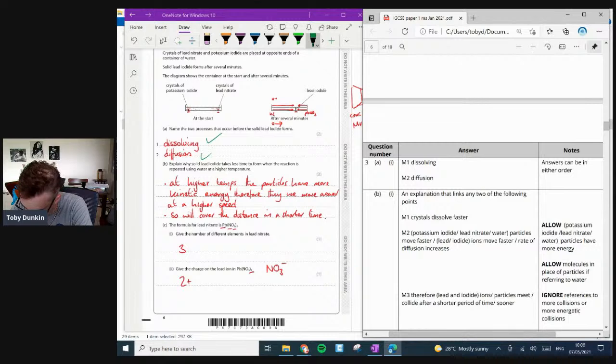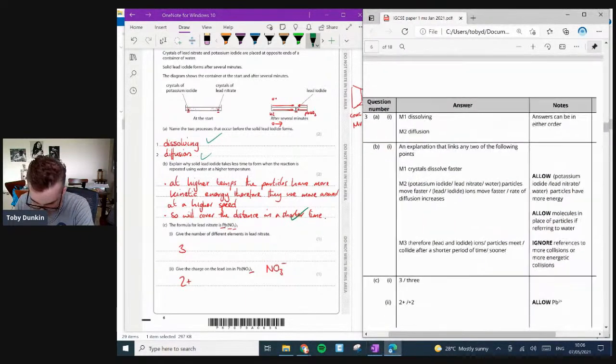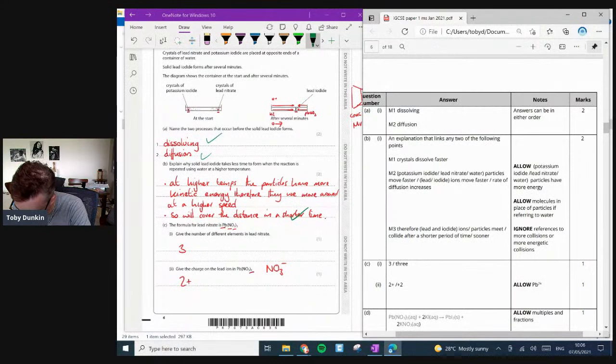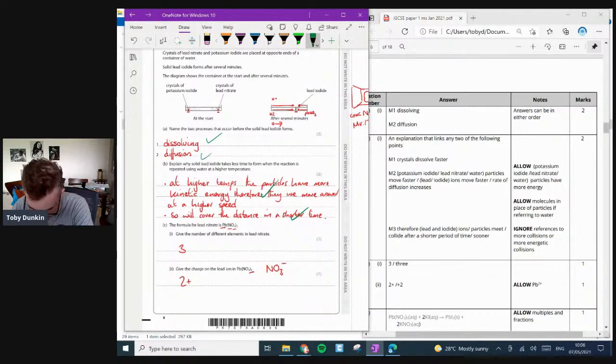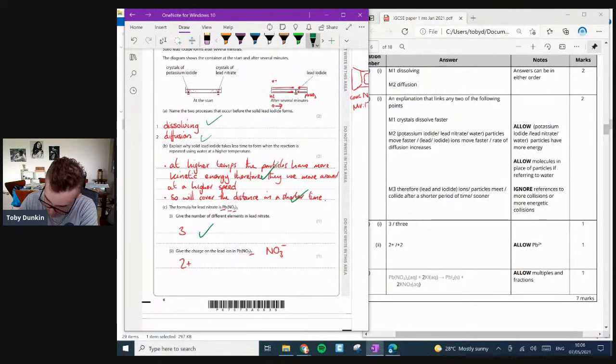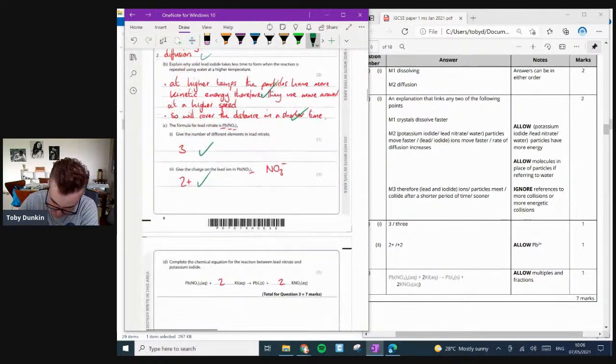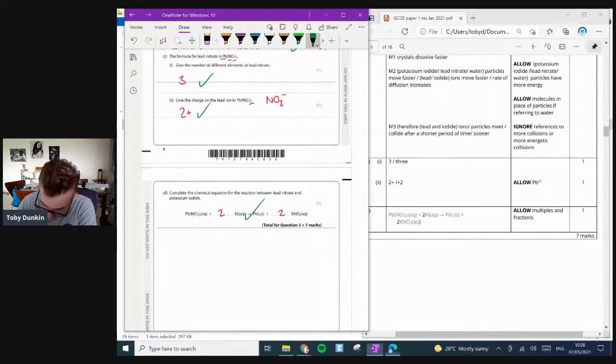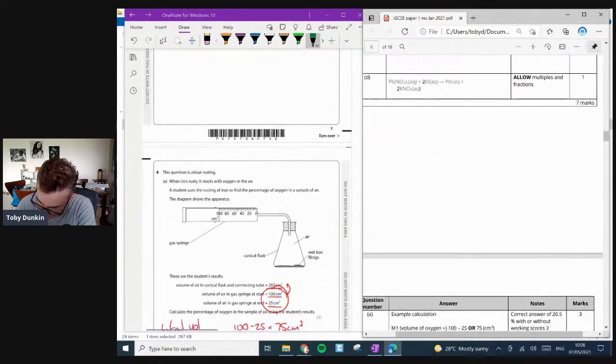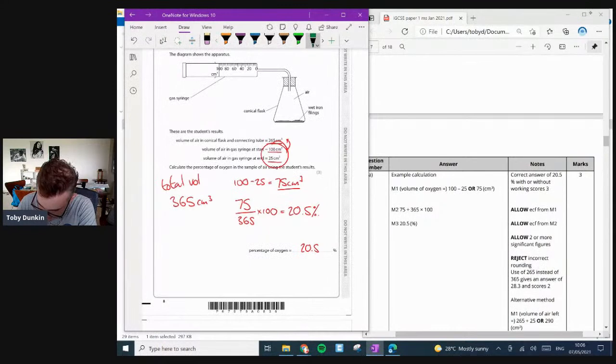At higher temperatures, particles move faster, therefore move around at higher speeds, therefore they'd collide in a shorter time. They will cover the distance in a shorter time. So that's interesting because it's 2 marks but 3 marking points. M1, M2, M3. Link any 2 of the following points. Winner, I'll take it. Next one, 3 atoms, +2 or +2, either way around. 2 and 2, done and done. There you go, 20.5%.